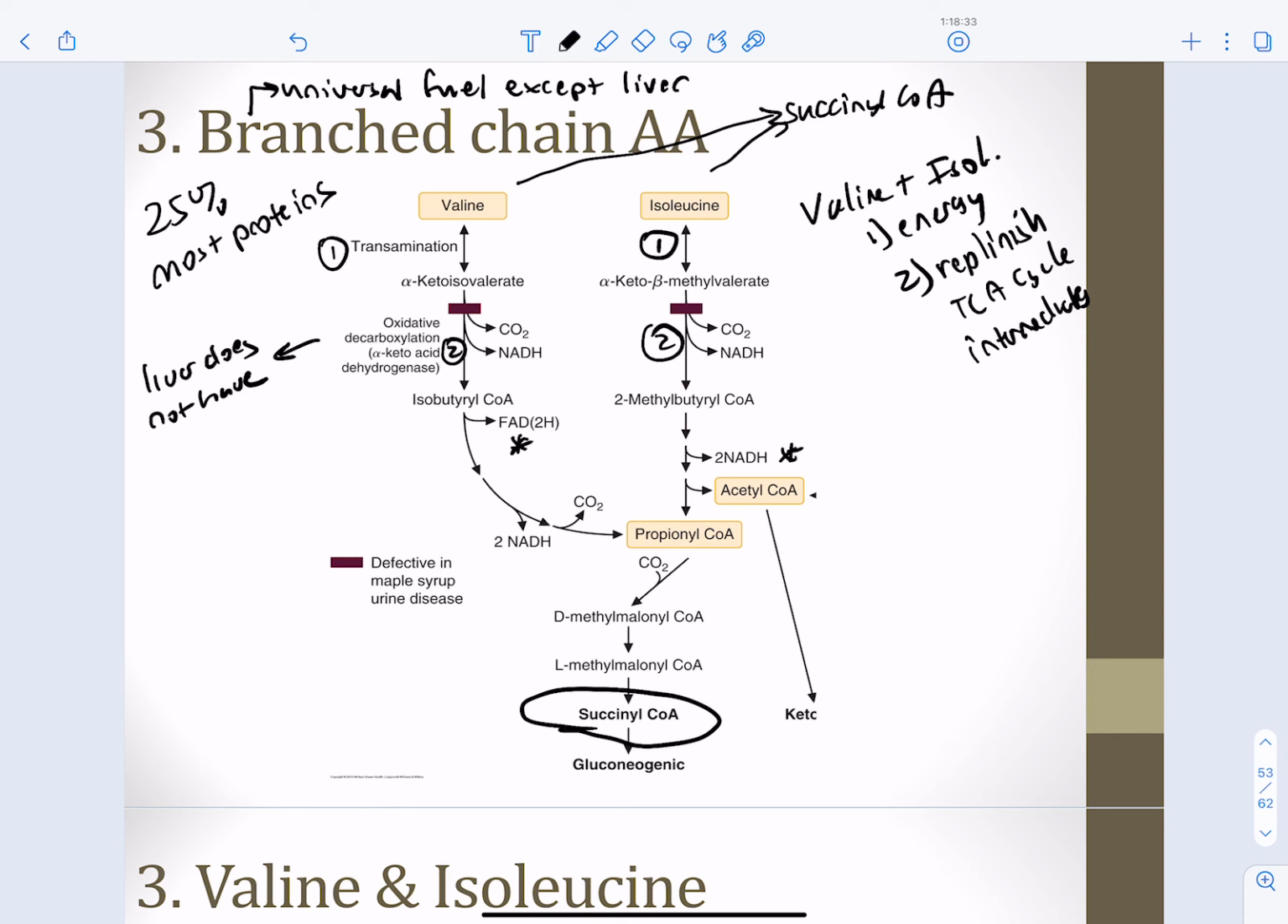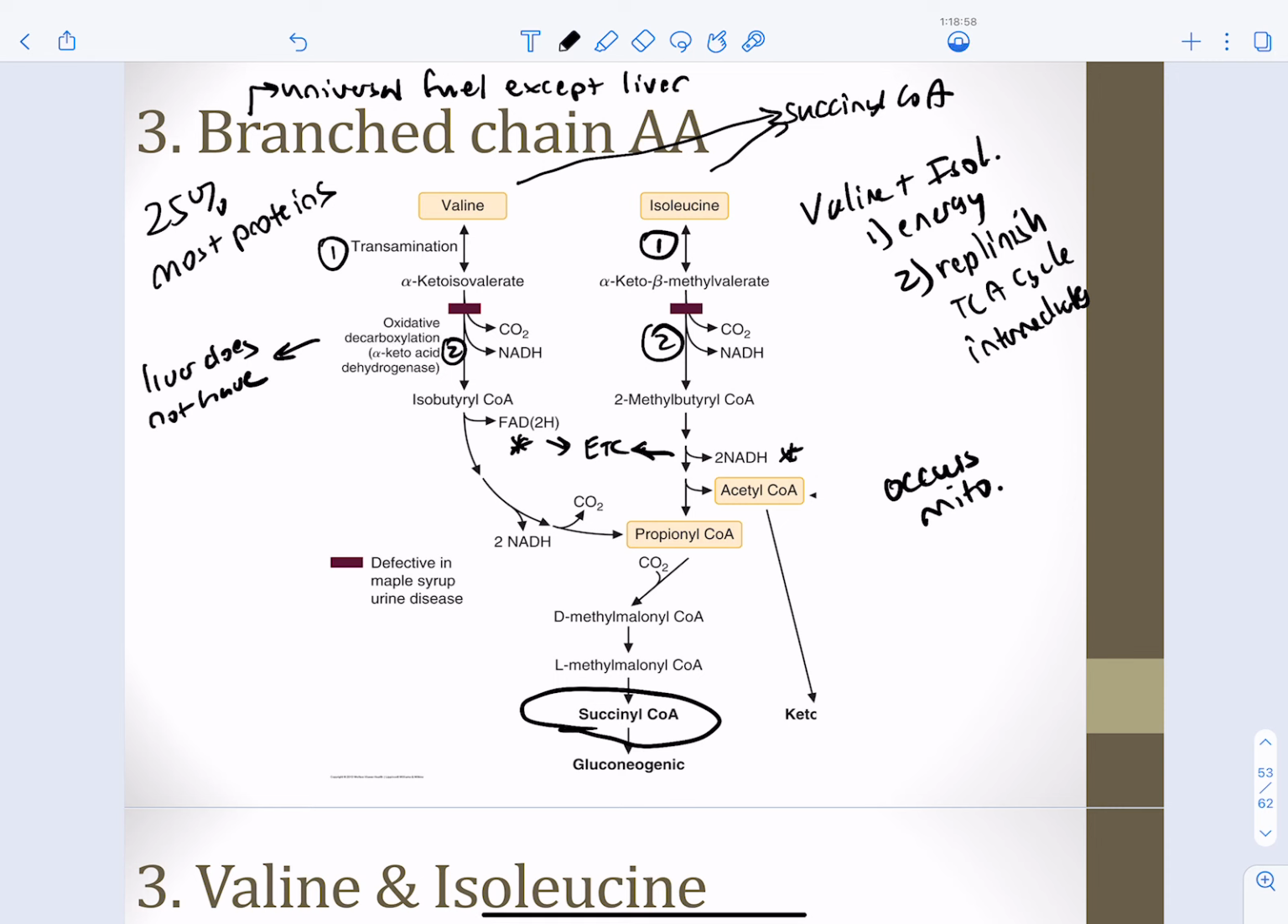As you know, NADH will go to the electron transport chain, and FAD has several steps, but it eventually will get to the electron transport chain as well. So this will be for energy. Both of them go to the electron transport chain.